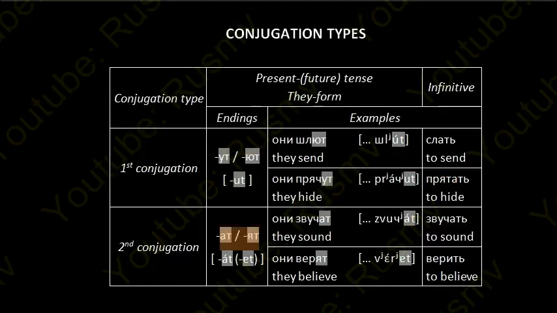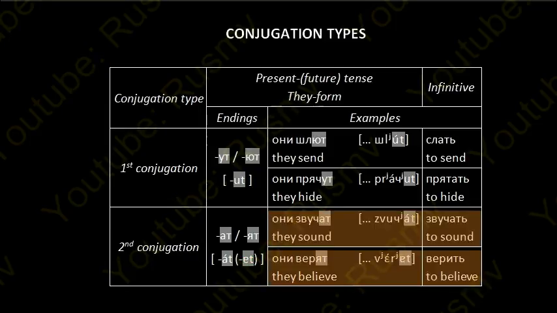The they form of second conjugation verbs has these two written variants of ending, which are both pronounced at if stressed. When unstressed, this ending has normally its vowel reduced and is pronounced at. Let's now see examples of the second conjugation.